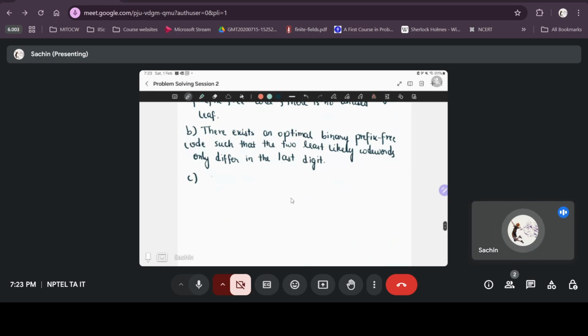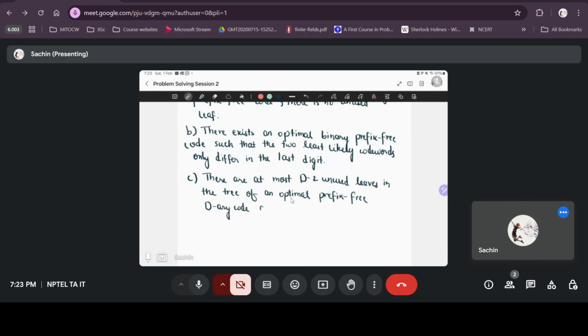Next, option C says there are at most D minus 2 unused leaves in the tree of an optimal prefix-free D-ary code, and all are at maximum length.